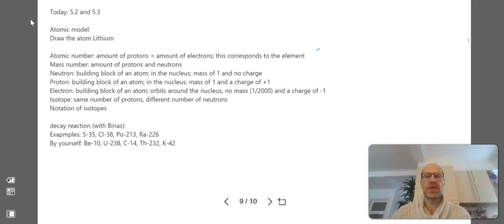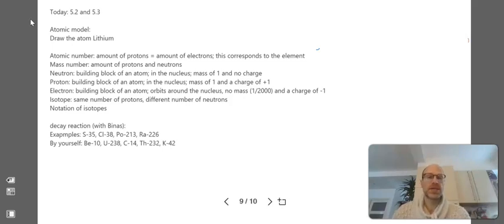So now, first of all, it's a good idea to take a look at what an atom is, how it is built up. That is basically paragraph 5.2. And then paragraph 5.3 is about what happens if something decays: is it a reaction in an atom? That's when it sends out radiation. What type of reaction is that and what will be formed?